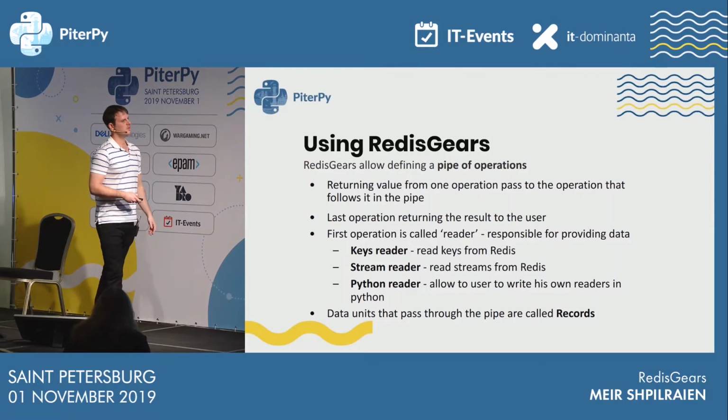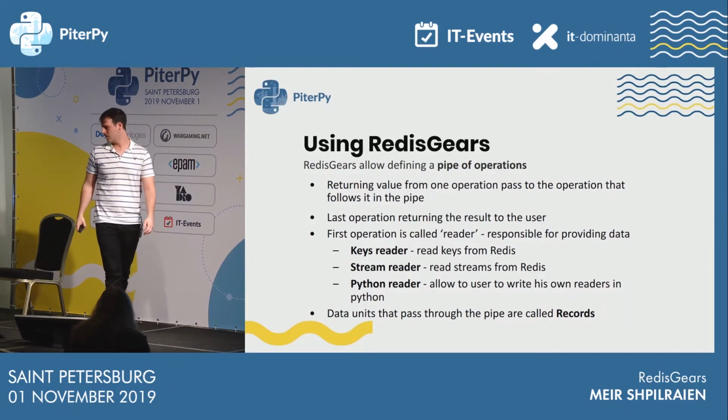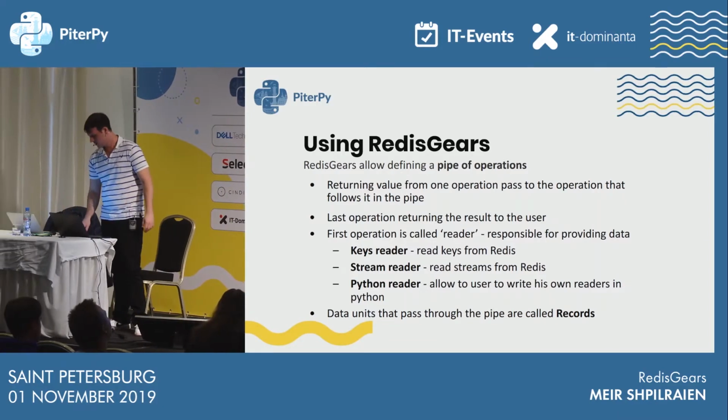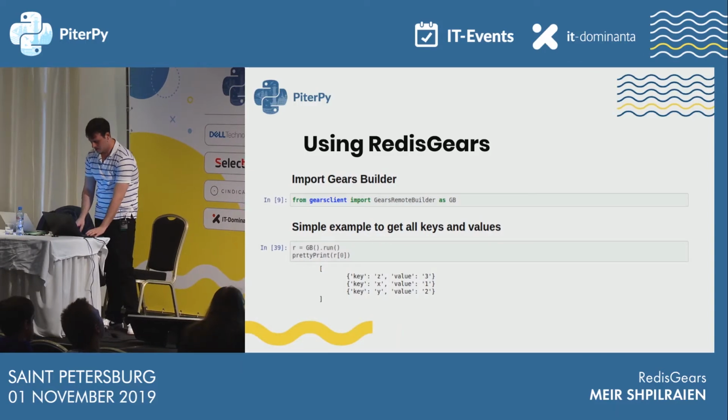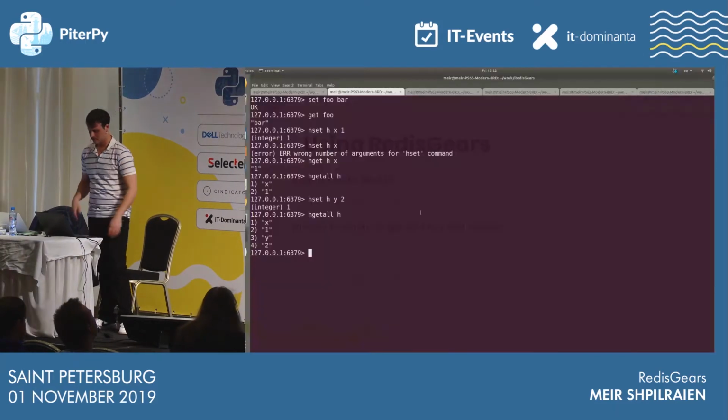You can read from wherever you want and pass it to the pipe of operations. Now, each piece of data that passes through this pipe, I call a record. So if I use the word records in this talk, you will know what I mean. And we can start seeing some examples. So to show you an example, I don't want to use the slides. I'm going to show you live examples.